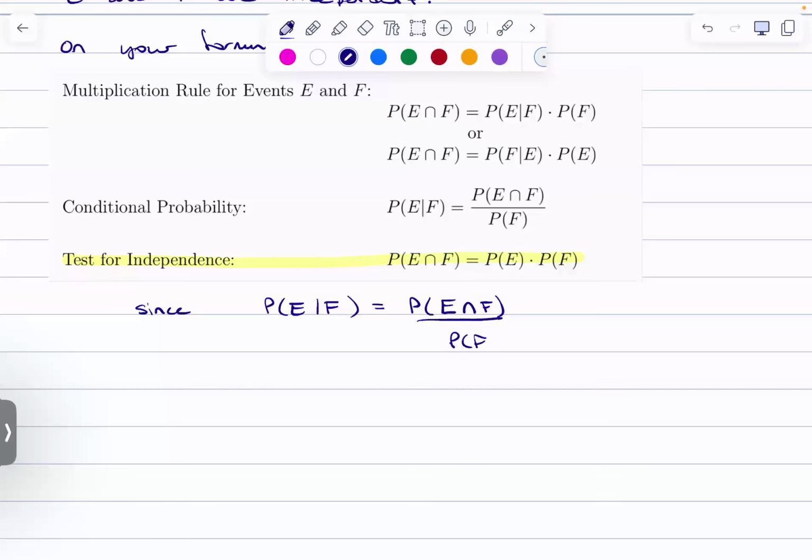We are not allowed to assume independence unless we are told that it is independent, or we have proven it using the test for independence.